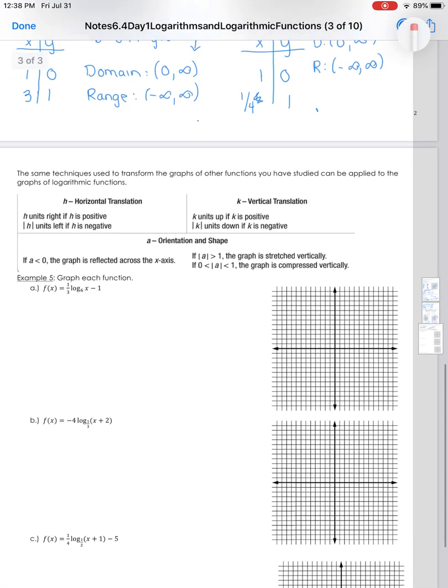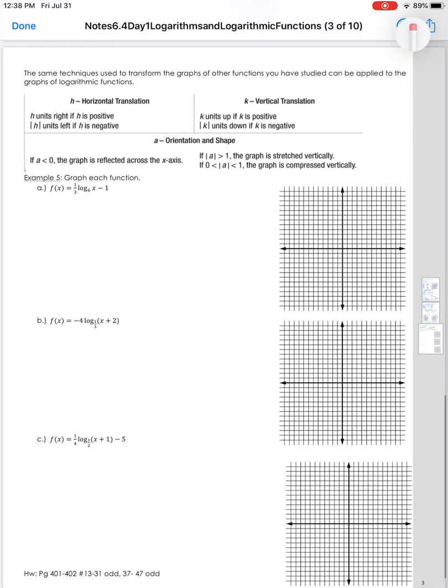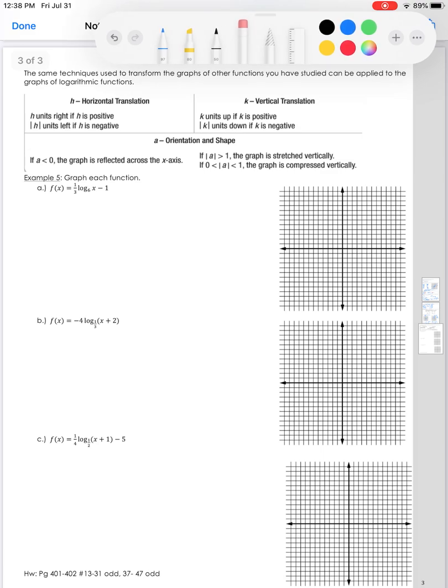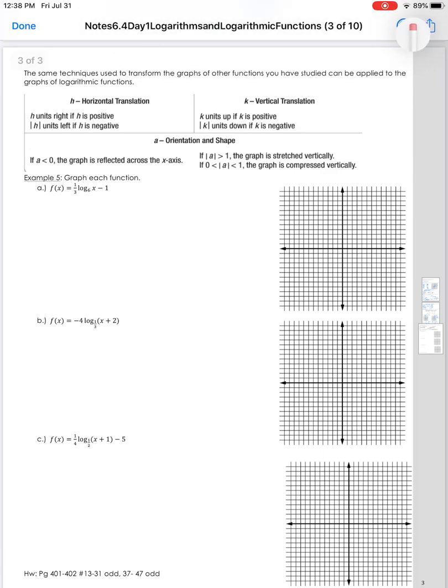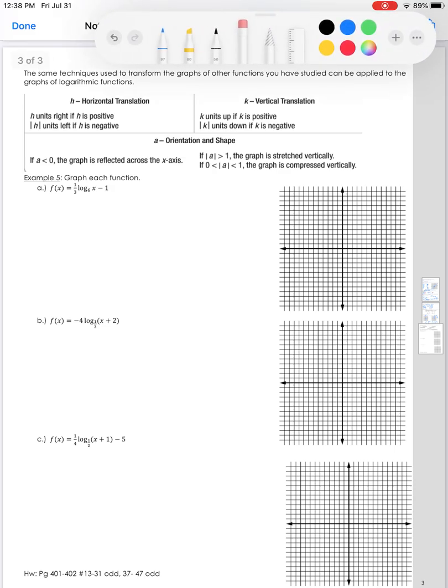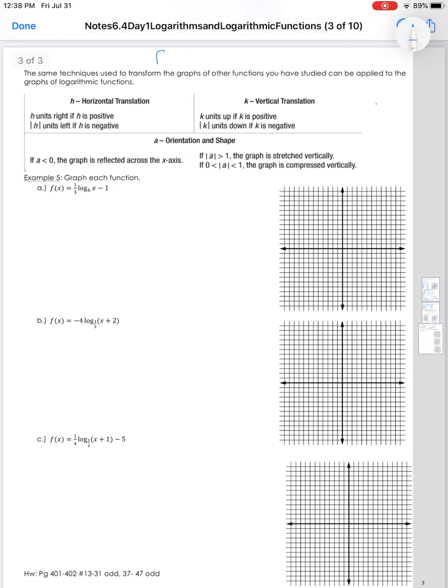So now the next piece that comes into play is where all this transformation stuff goes. So it says the same technique is used to transform equations of the graph you've studied. So we're going to add stuff now to it. So let me just add the general formula up here. So we have f of x equals a log base b of (x minus h) plus k. So that's the standard format.